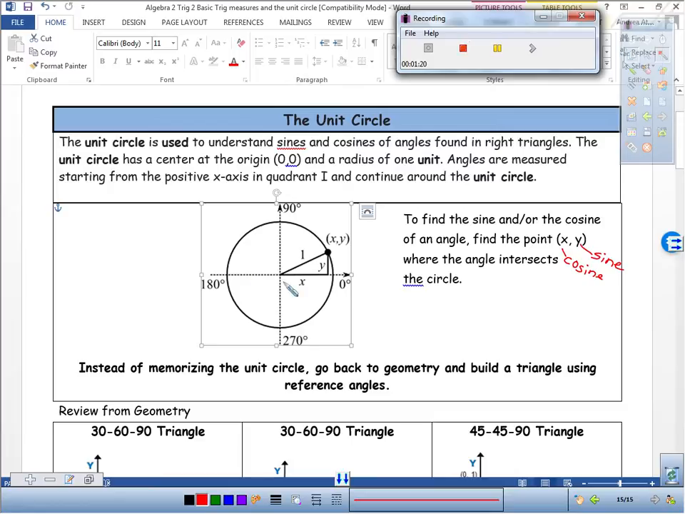This right here is going to be our reference angle or our central angle. And then we're going to find the cosine and the y value. This is quadrant 1. This is quadrant 2. This is quadrant 3. This is quadrant 4. It always goes counterclockwise: 1, 2, 3, 4.